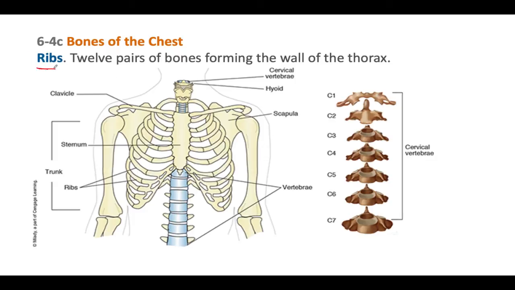First of all, the part of that thorax, we have the ribs and 12 pairs of bones forming the wall of the thorax. And part of that we see that we have the sternum and the ribs. So sternum is right in the center, and then we have the ribs on the sides.